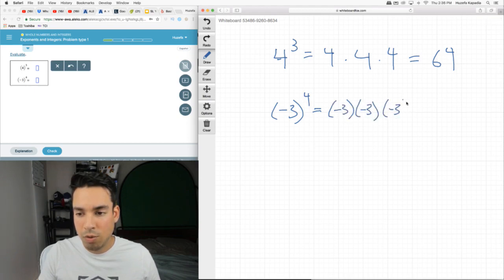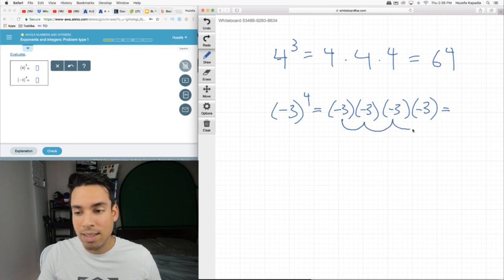Now the first question is, is this going to be positive or negative? When we have an even number of negatives multiplying, the answer is going to be positive. The negatives will cancel each other out. And we can do it step by step if you want. This will first become positive. Then this will turn it back to negative, this guy. And then this one will turn it back to positive. So we're going to have a positive number.